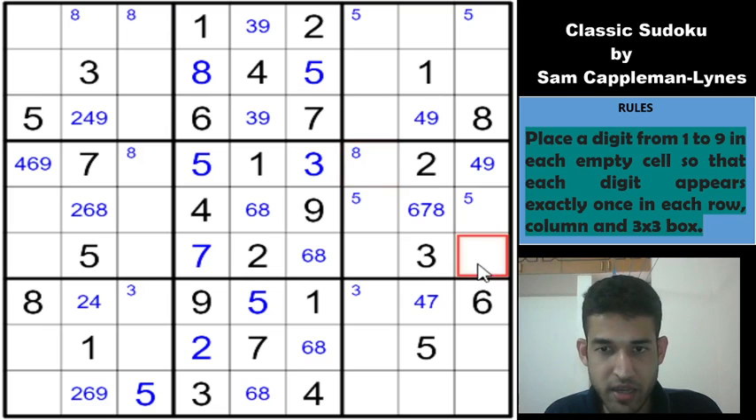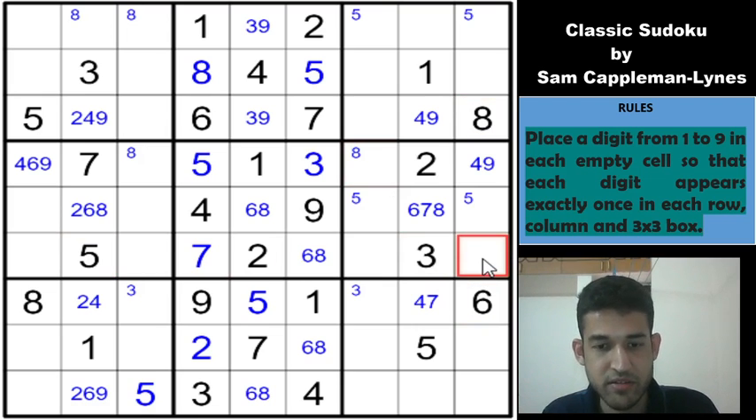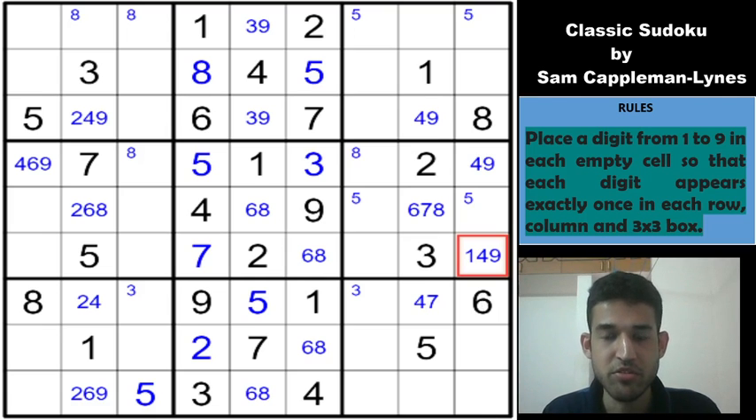Okay, if you look at this cell, it has only 3 candidates. It cannot be 2, 3, 5, 7 or 6 and 8. So this must be 1, 4 and 9. Seems to be a tough Sudoku, no doubt.